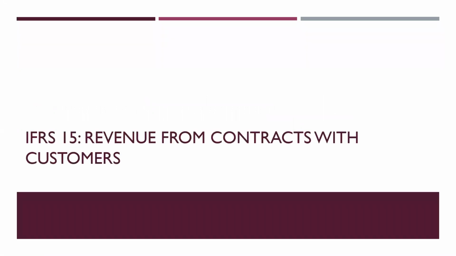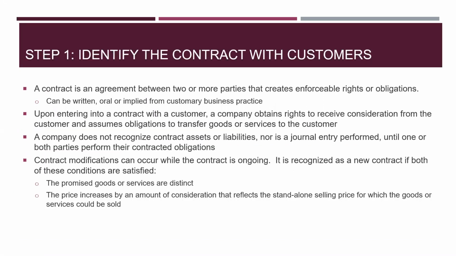Looking at IFRS 15, revenue from contracts with customers, in detail here. Once again, we are discussing our 5-step process. Step 1 is to identify the contract with the customer. Now, a contract is an agreement between two parties. This agreement can be written, verbal, or implied.